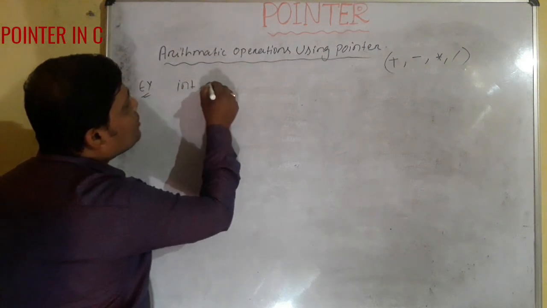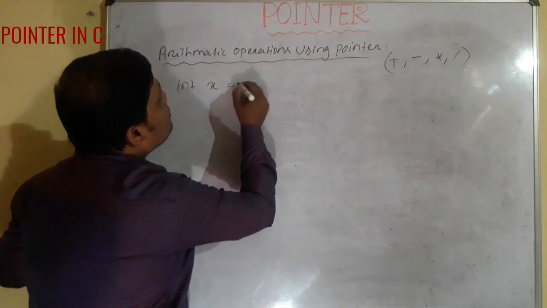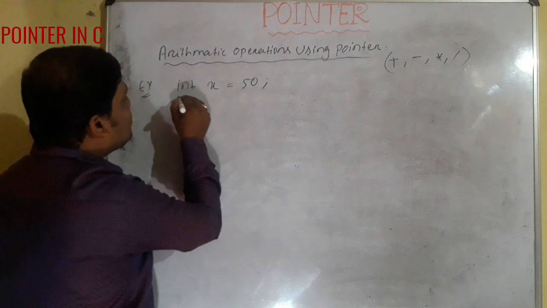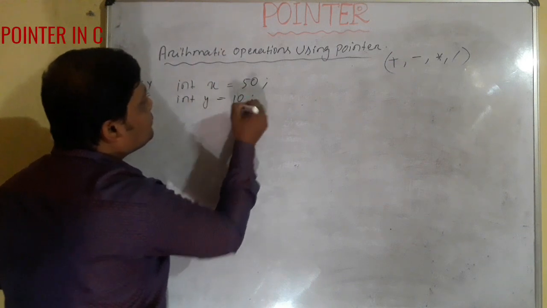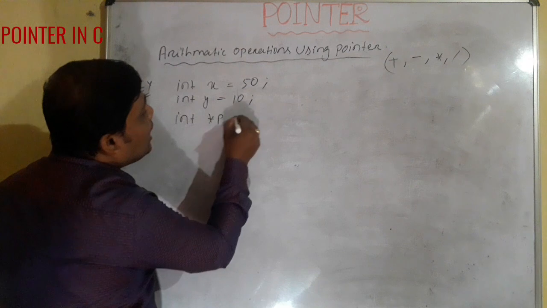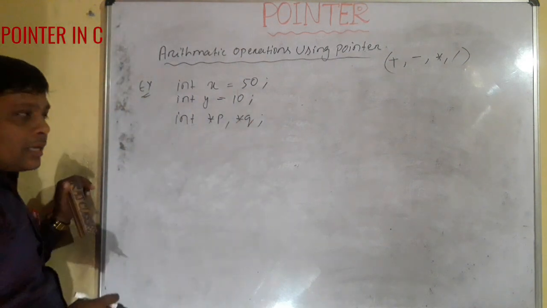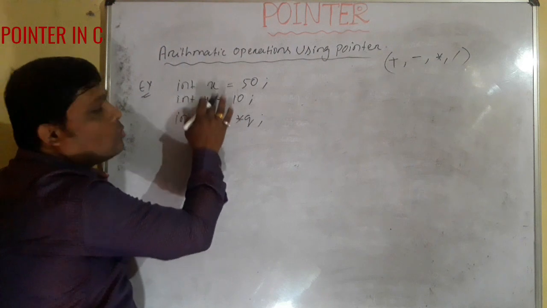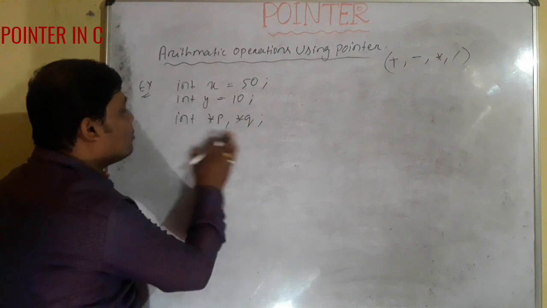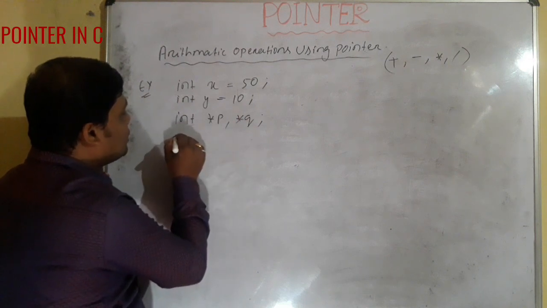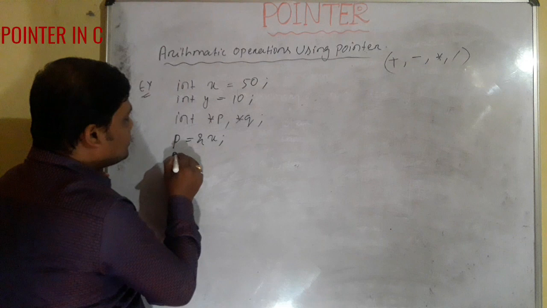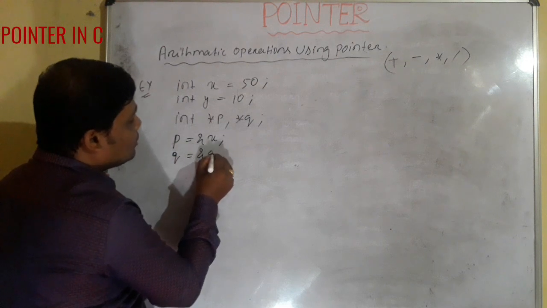Suppose I am writing integer x equal to 50 and integer y equal to 10. Clear? And I am taking two pointers, integer star p and star q. Two pointers I am taking because I have taken two variables x and y. To store the address of both variables, I am taking two pointers. And I am storing the address of x to p and address of y to q.